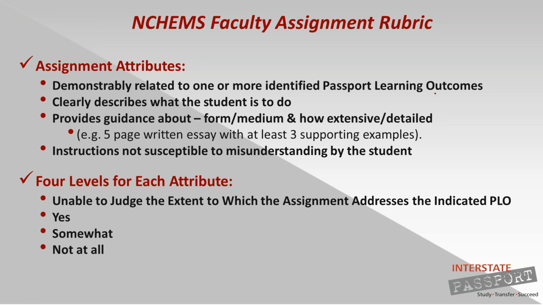So each of these attributes is going to be scored at one of the following levels: either unable to judge the extent to which the assignment addresses the indicated attribute, yes, the assignment does address this particular attribute, or the assignment somewhat addresses that attribute, or it doesn't address that attribute at all. So these are the rubrics that are going to be used for assignment mapping.